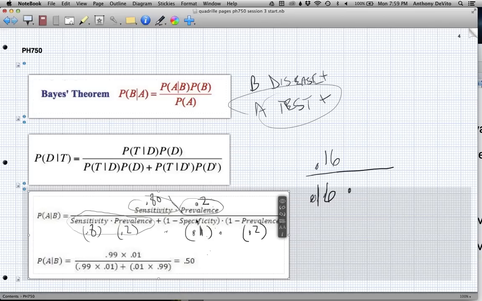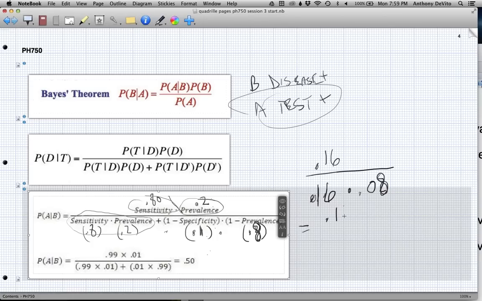Times the probability of not having the disease and testing positive, which is 1 minus specificity times 1 minus prevalence. 0.1 times 0.2 is going to be 0.02. Am I right there? Everybody agree with that? I'm sorry, did I make a mistake there somewhere? That should be 0.8. 1 minus the prevalence should be 0.8. So that should be 0.08. So what does that come out to be?